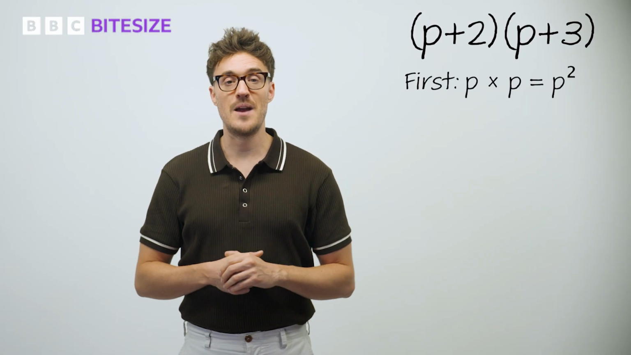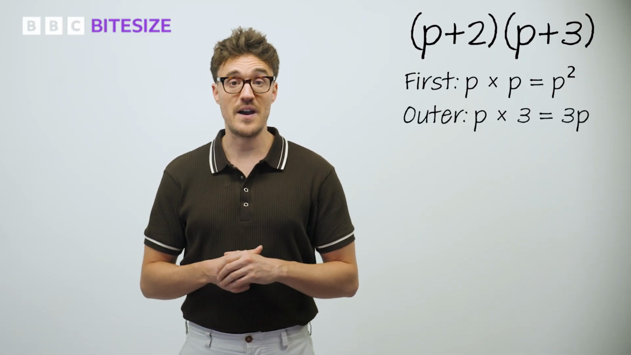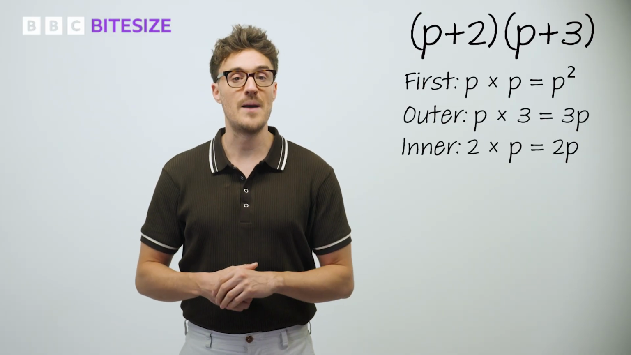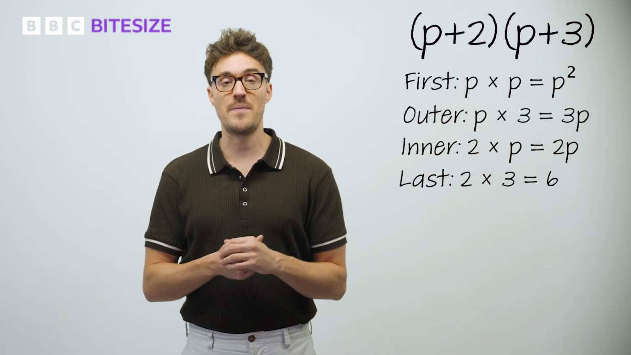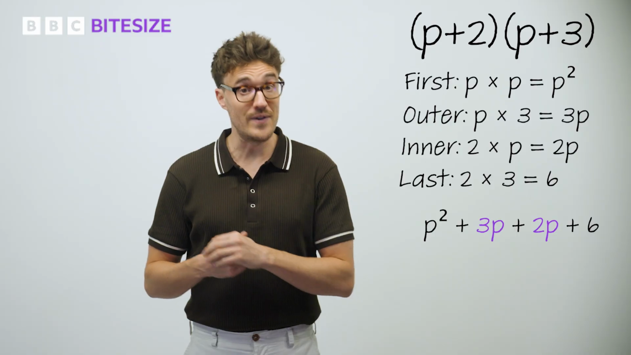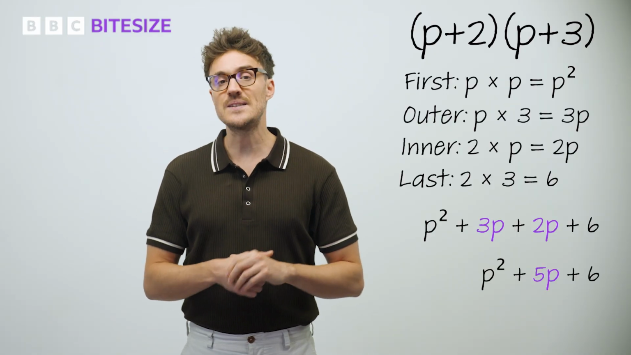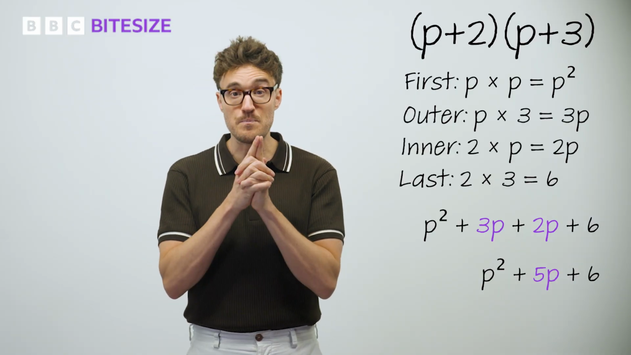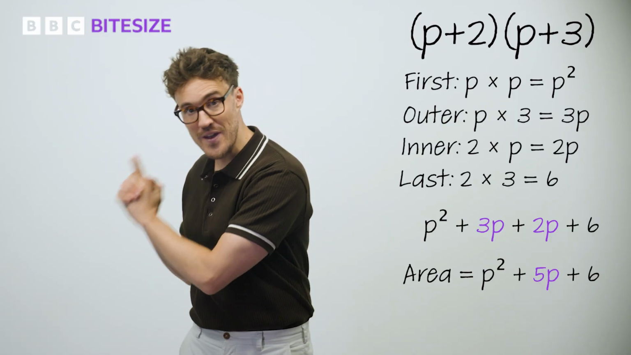First, P multiplied by P equals P squared. Outer, P multiplied by 3 equals 3P. Inner, 2 multiplied by P equals 2P. Last, 2 multiplied by 3 equals 6. Equals P squared add 3P add 2P add 6. Equals P squared add 5P add 6. The area is P squared add 5P add 6 square units.